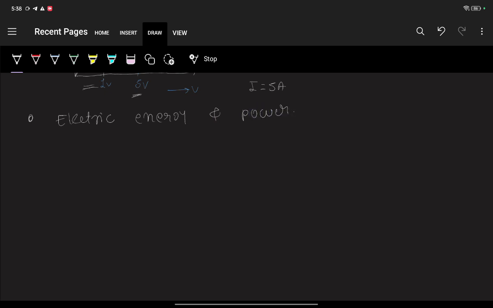So let's consider a conductor. There is this resistance. This point is A, this point is B. Current is going from A to B. That means potential at A is higher than potential at B, because current flows from higher potential to lower potential, right? And here the potential difference is, let's say, VA minus VB, which is greater than 0.